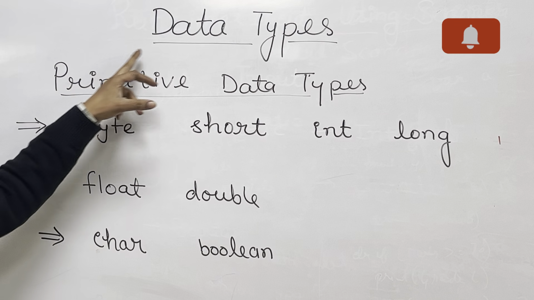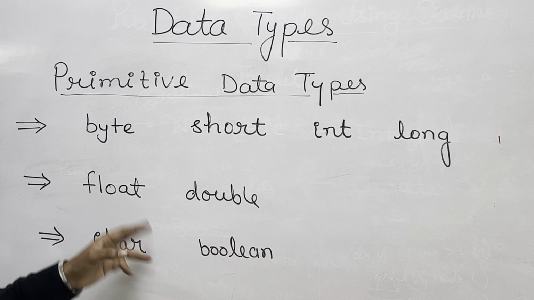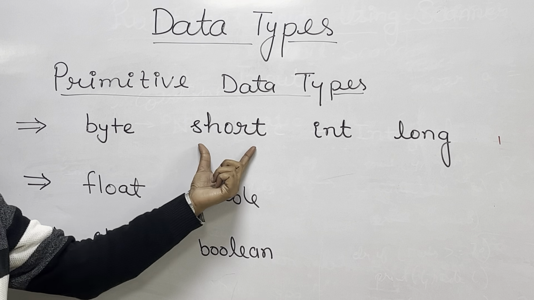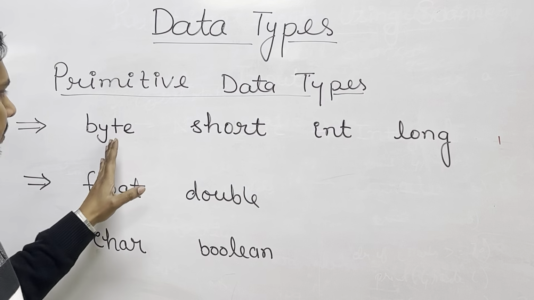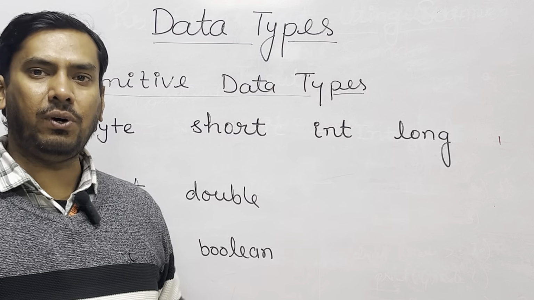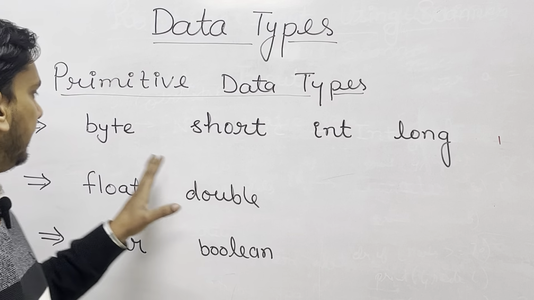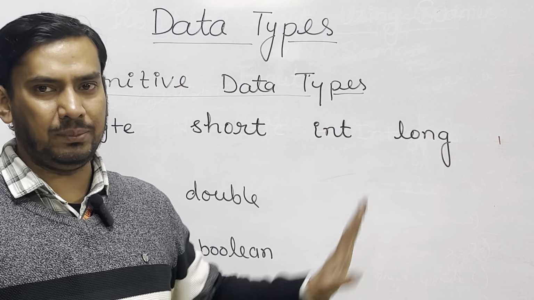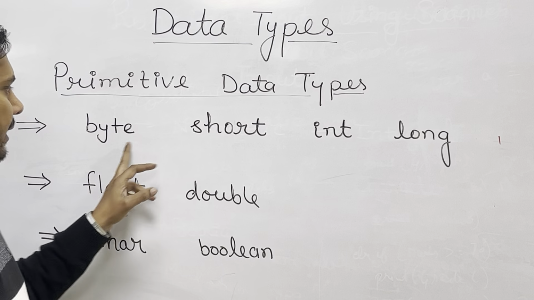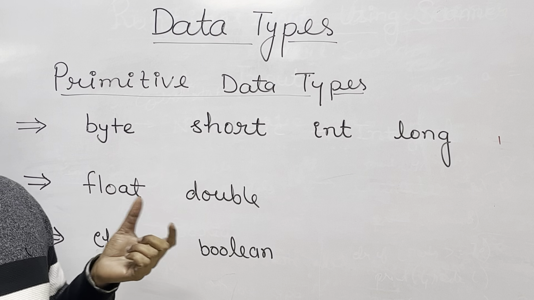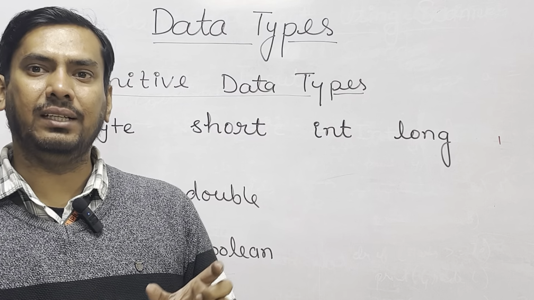If you talk about the primitive data types, I have categorized them into different categories. Firstly byte, then short, then int and then long. These are the 4 primitive types for integer type, meaning whole number integer values. And why are 4 different types provided? Because they have their own size and their own range.